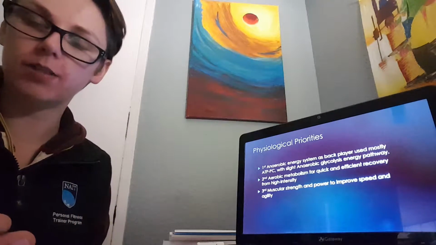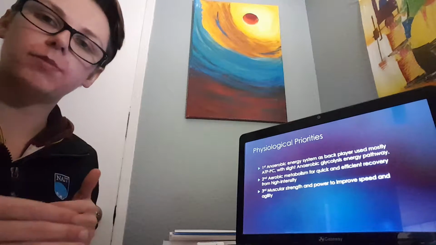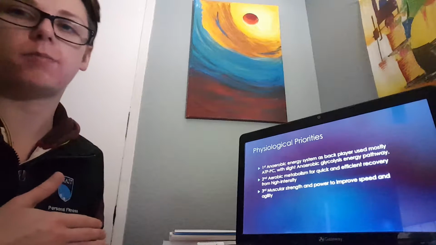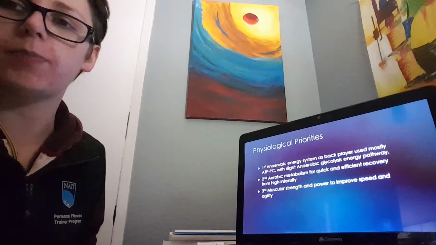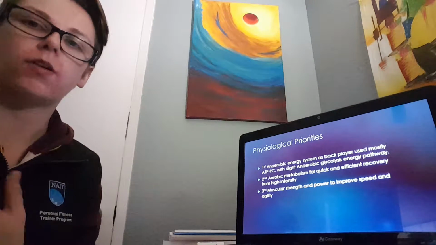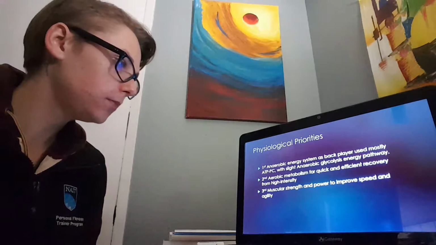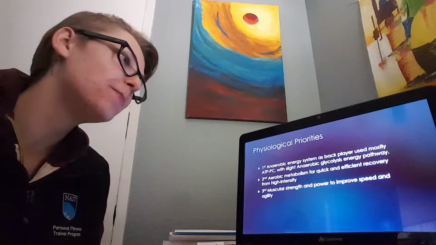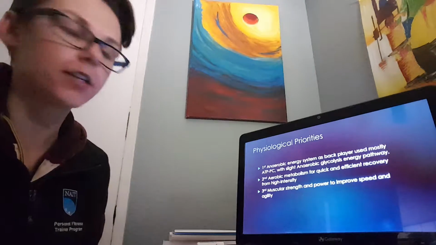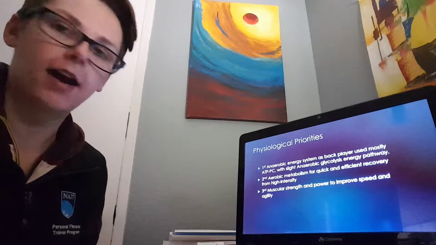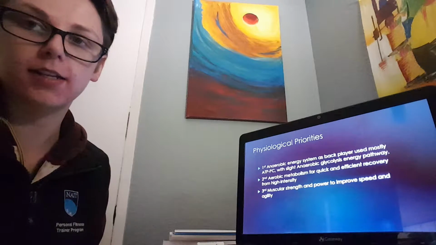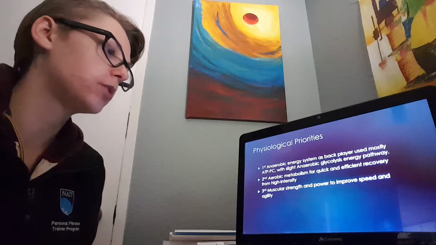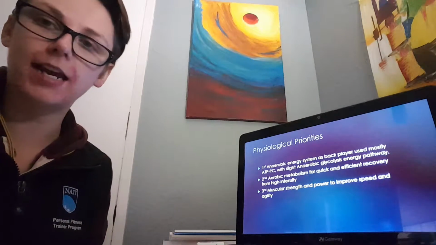They do get longer rest periods than forwards do, but sometimes they don't get long enough rest periods that their ATP system can recover. So sometimes they have to rely on their anaerobic glycolysis system in order to get the energy that they need. Number 2 is the aerobic metabolism for quick and efficient recovery. It's important that they have that quick recovery from those high intensity sprints. And then third is muscular strength and power to improve speed and agility.